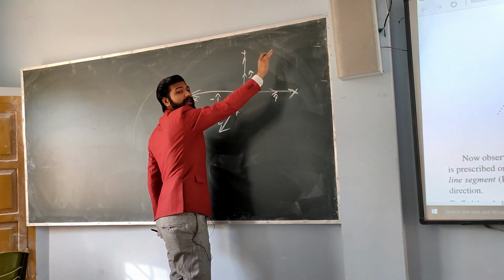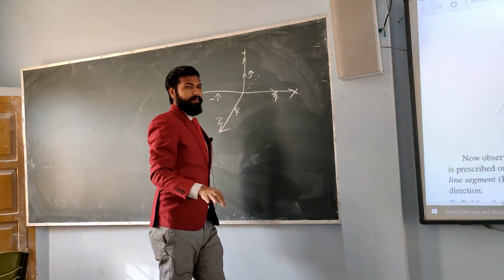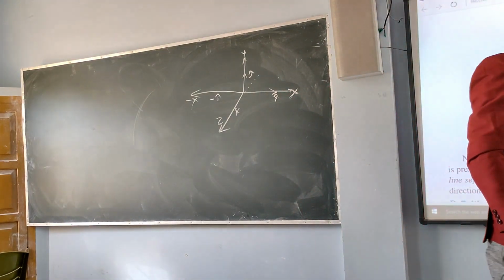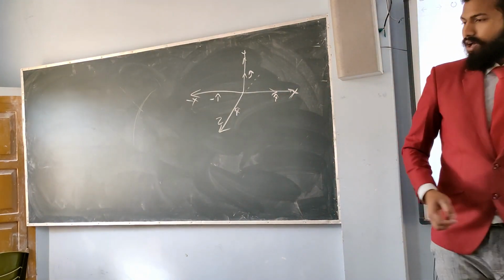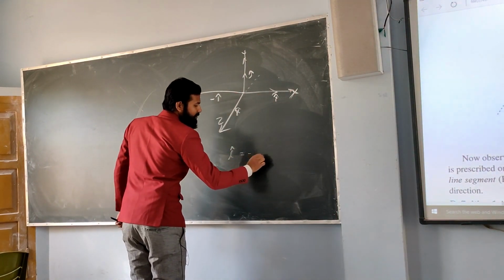And the opposite direction is minus k cap. That's clear. If you understood this topic, the 3D will be clear. The 3D will be clear. Now you tell me, when will i cap be equal to minus i cap?